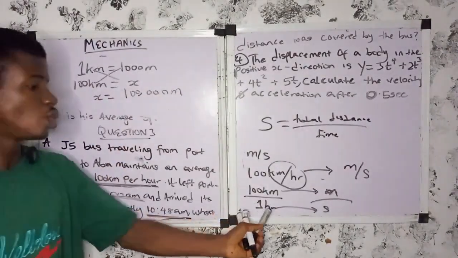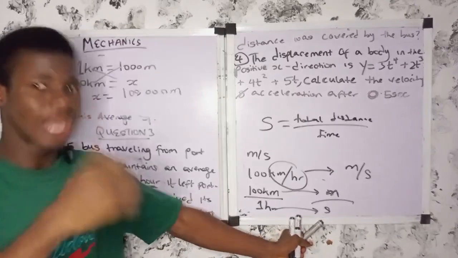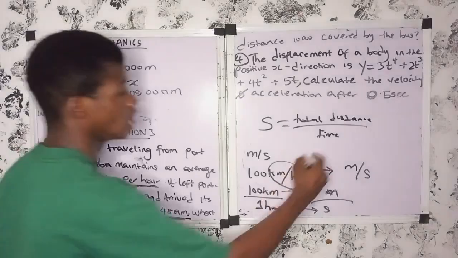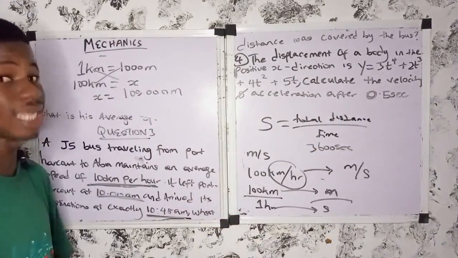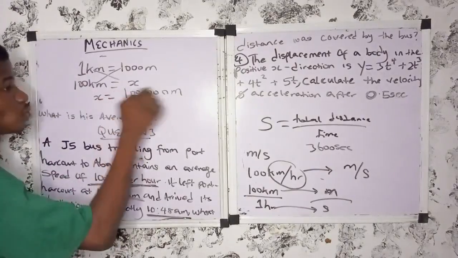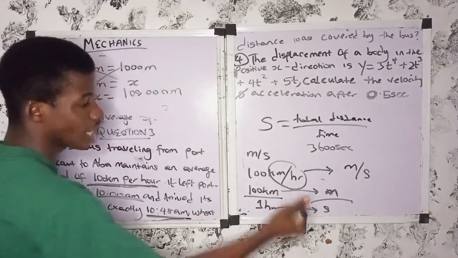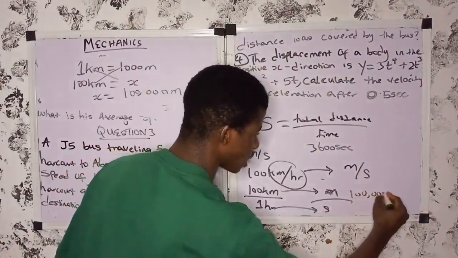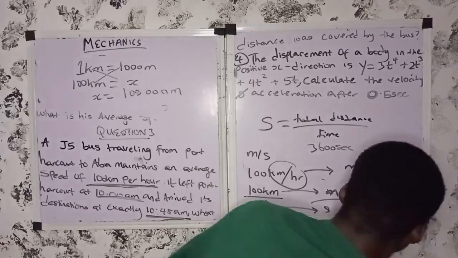Now let's convert from 1 hour to seconds. Remember, according to conversion factor in our previous class, 1 hour is the same thing as 3,600 seconds, okay? I told you guys that one. We have successfully converted from kilometer to meter, then from hour to seconds. After we have gotten the two values, we divide them. So we have 100,000 meter divided by 3,600.